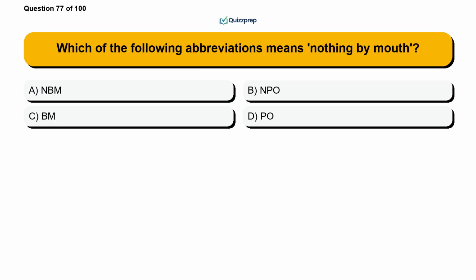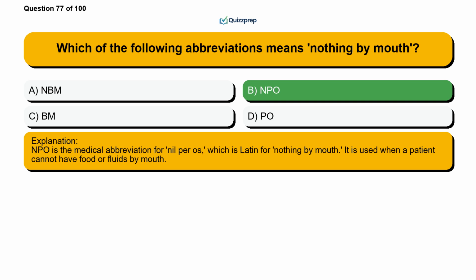Question 77. Which of the following abbreviations means nothing by mouth? Option A, NBM. Option B, NPO. Option C, BM. Option D, P. The correct answer is option B, NPO. NPO is the medical abbreviation for nil per os, which is Latin for nothing by mouth. It is used when a patient cannot have food or fluids by mouth.